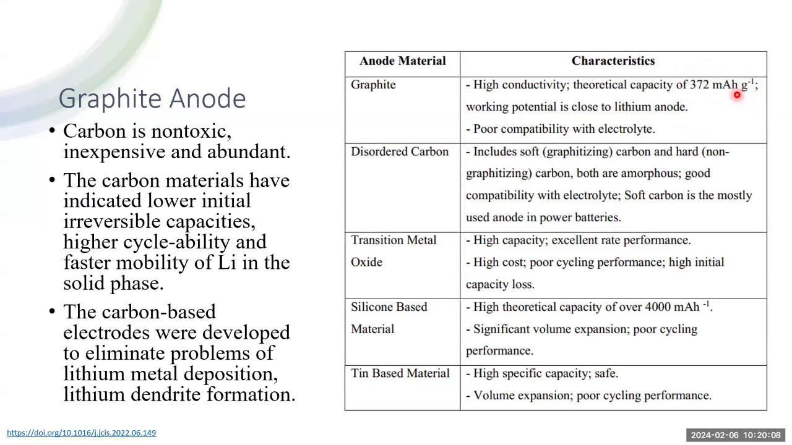It's called specific capacity or theoretical capacity. But it has a problem with poor compatibility with electrolyte. All types of electrolyte do not perform well. Also, you can see it has very low capacity. When you have low capacity, that means you need more of that material, right?